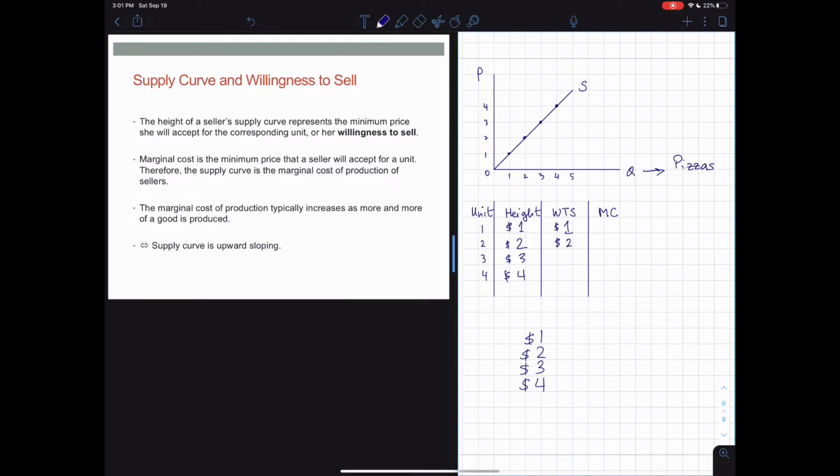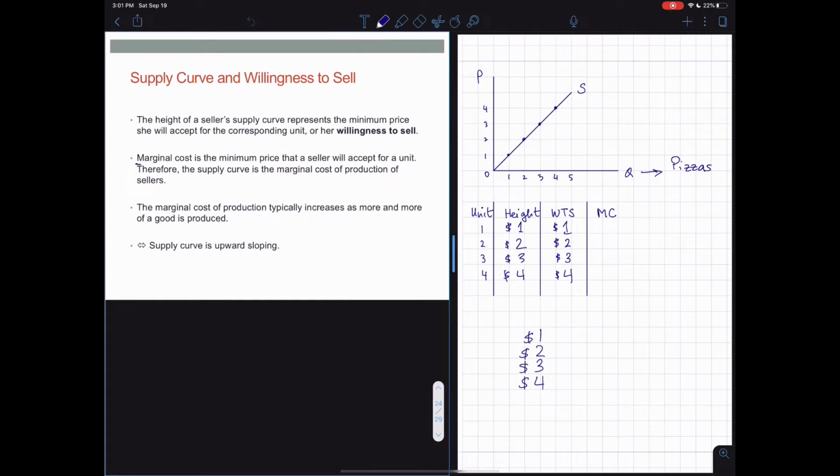The minimum price that I need for the second pizza is $2, 3 and 4. What determines this minimum price? What is behind the willingness to sell? What we say is that cost of production determines this minimum price. In particular, the minimum price that you need as a producer is the additional cost. So marginal cost is the additional cost. The minimum price that you need as a seller is the additional cost that you incurred to produce the good.